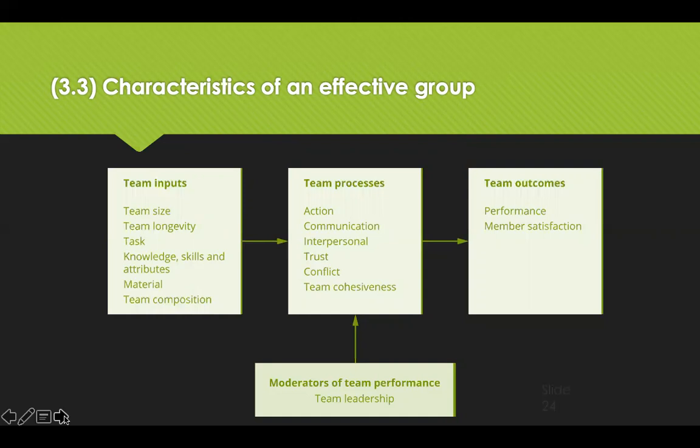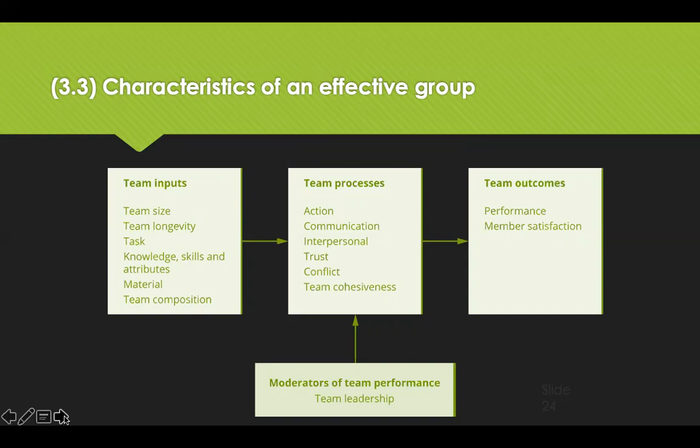You've then got the processes, which are the different ways that the team operate in order to achieve the outcomes. And team success depends not just on the individual contributions and the talents of the team, but on how those team members contribute and interact with each other. Interpersonal processes include trust, the management of conflict and cohesiveness, and it all contributes to the success of team processes.